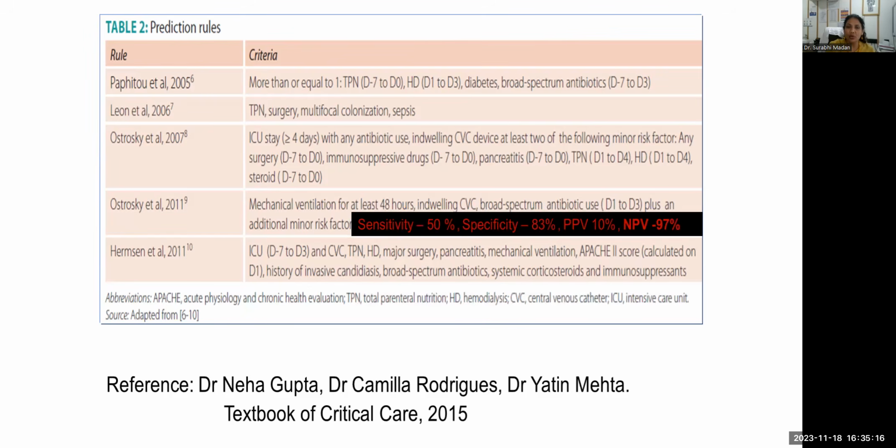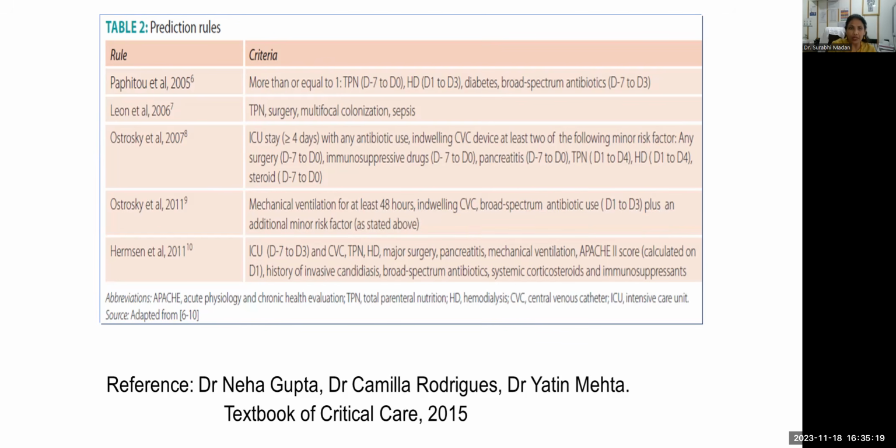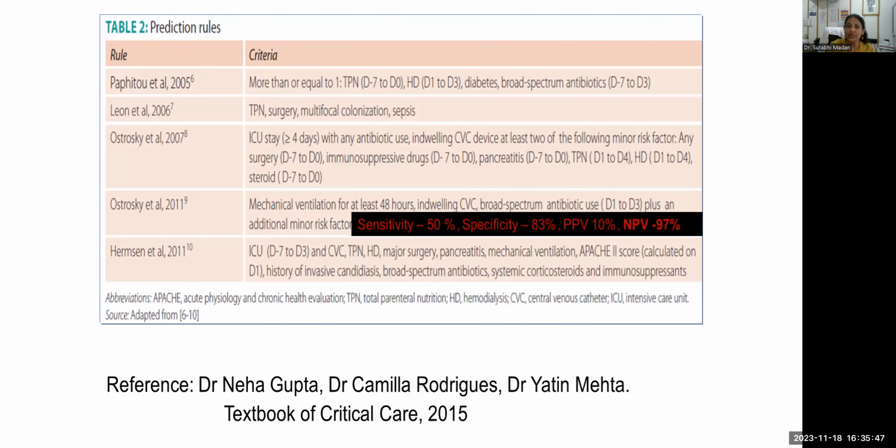So for example, if we talk about the best score, whenever you have a patient with mechanical ventilation in the ICU, with an indwelling central line, with broad spectrum antibiotics going on, plus an additional minor risk factor, including history of surgery, immunosuppressive drugs, pancreatitis, TPN, hemodialysis, or steroids, that increases the risk of Candida. Now, the negative predictive value of this score is higher as compared to the positive predictive value. So if you don't find any of these features, then you can, to a good extent, rule out Candida.